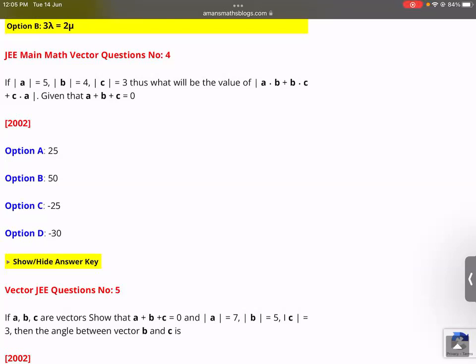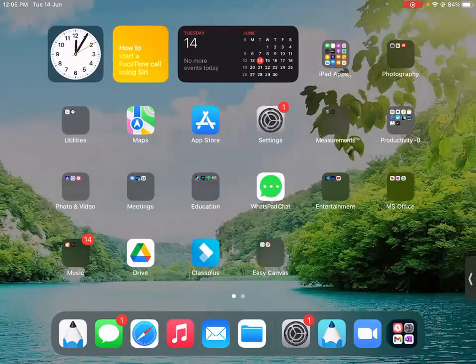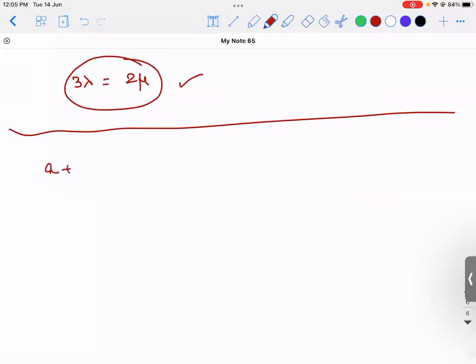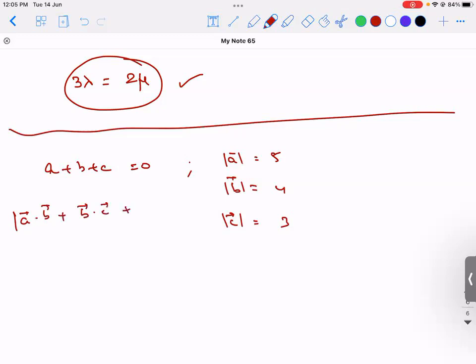So how will you proceed? So they gave A plus B plus C is 0. What is given? Magnitude of A is how much? Magnitude of B is how much? Magnitude of C is how much? 5, 4, 3. We need to find the magnitude of A dot B plus B dot C plus C dot A. Correct? Take dot B on both the sides.